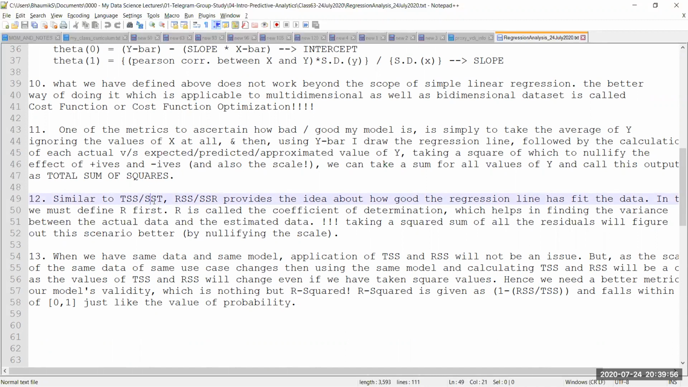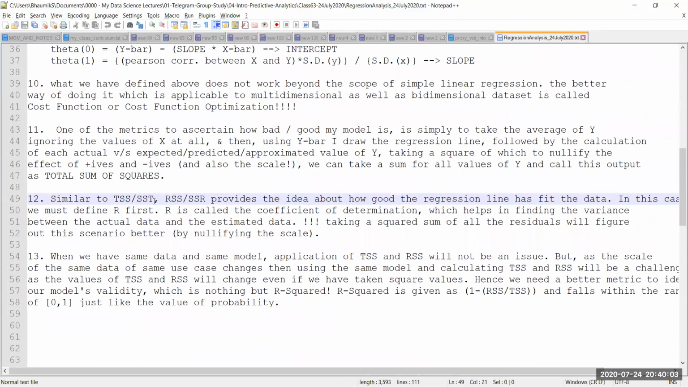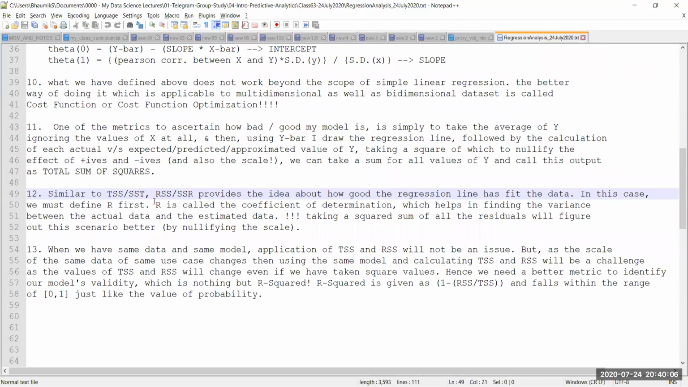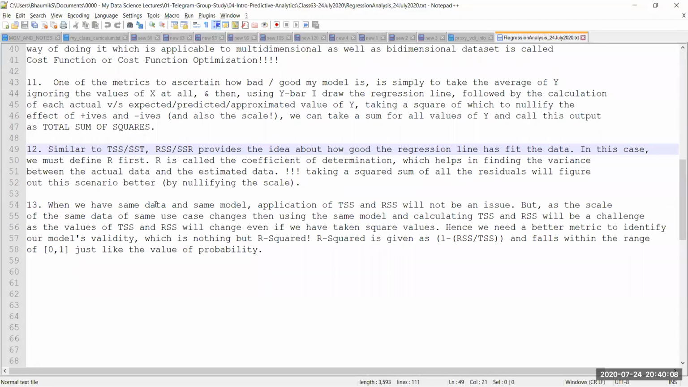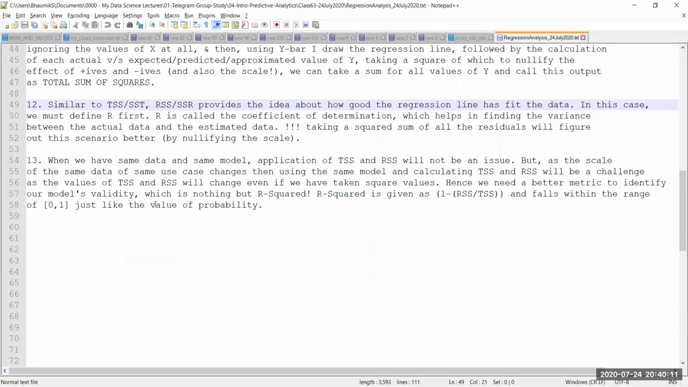So here R is what we defined as the coefficient of determination, which helps in finding the variance between the actual data and the estimated data. Taking a squared sum because we want to nullify the effect of scale as well as the fact that there are positive and negative values. That's why we took a square in each and every case, and then we were able to produce the values for TSS and RSS.